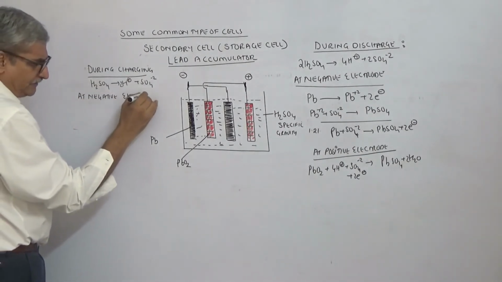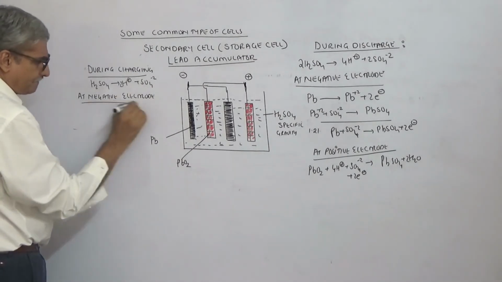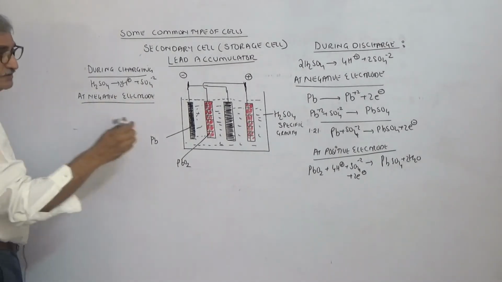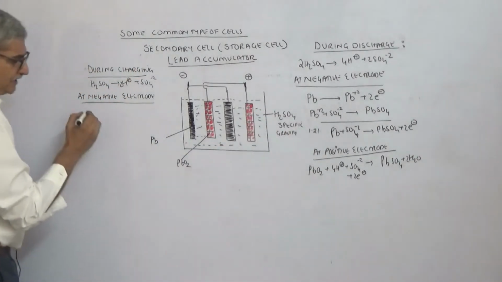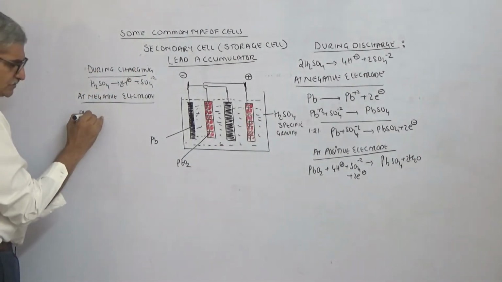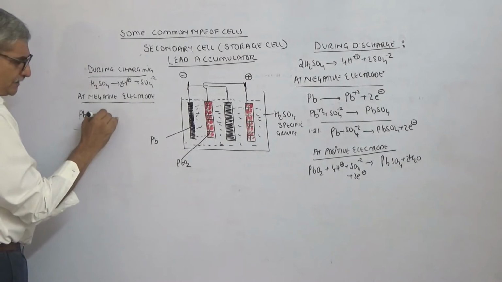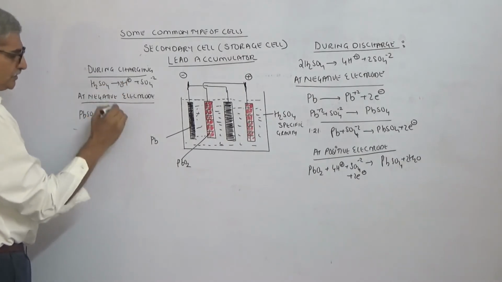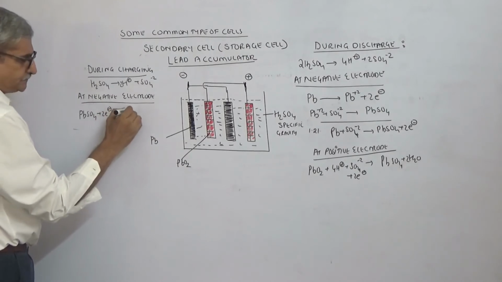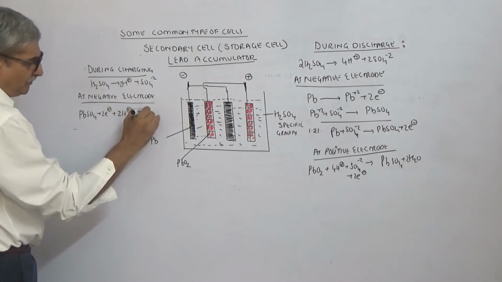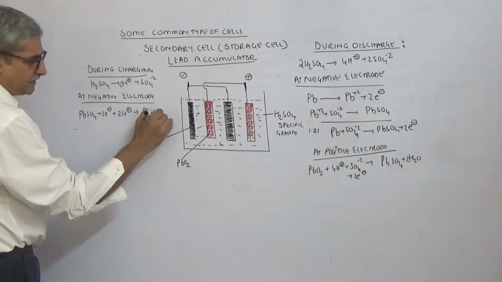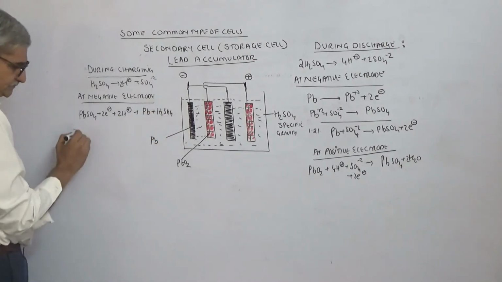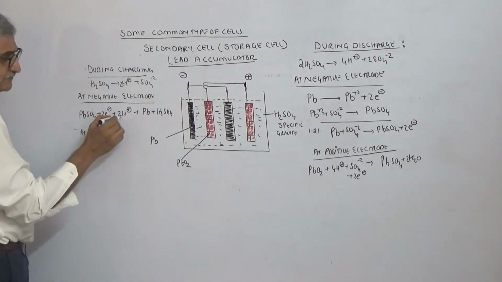At the negative electrode, exact reverse of this. You have PbSO4 plus 2 electrons plus 2H+ is going to form lead plus H2SO4. So this H+ ion came from here.